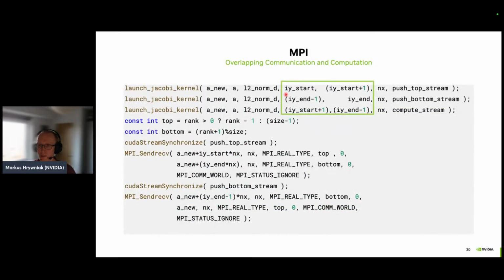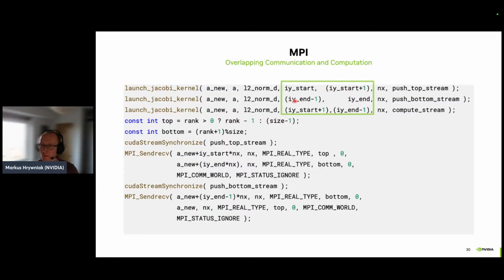The change we need to implement is this. Instead of just launching the Jacobi kernel one time as we did before, we launch it 3 times, but on a different part of the domain, as I suggested before. So we don't compute the full domain here, but just one row: IY start to IY start plus 1. This is essentially one row of the inner domain.